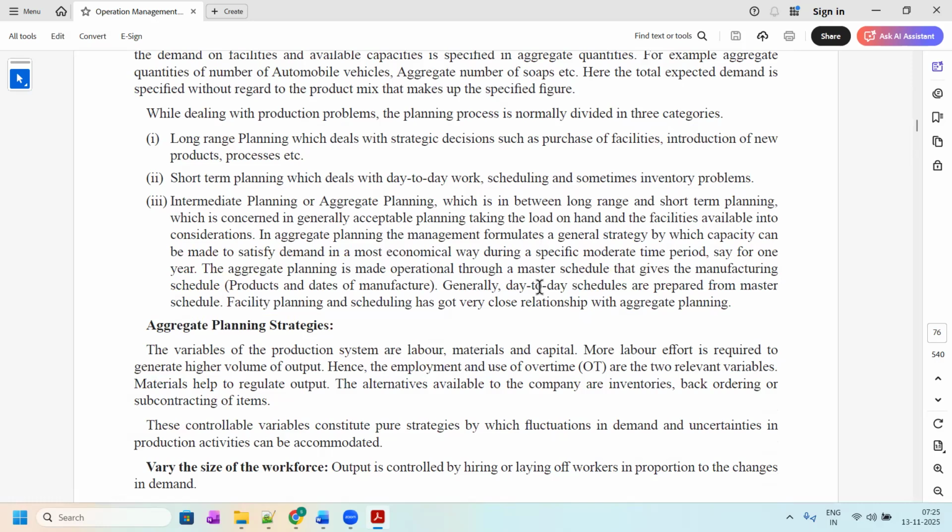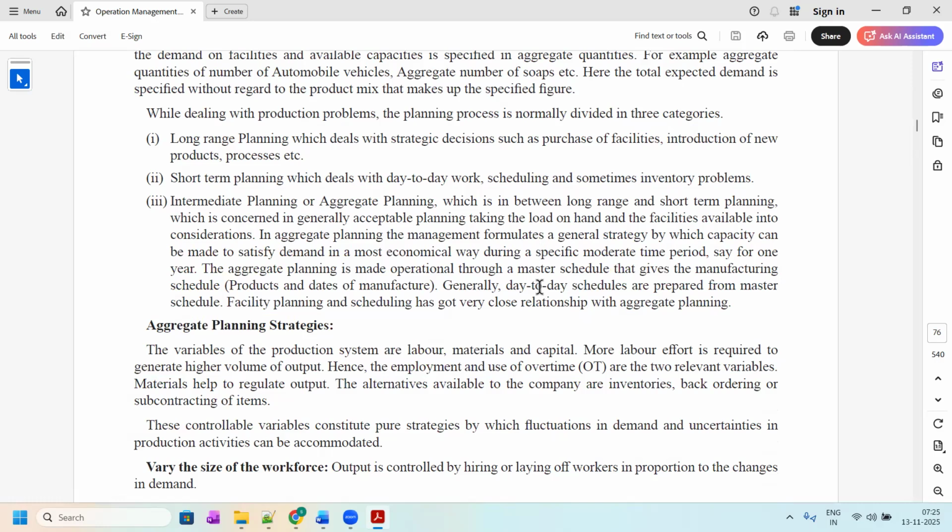So aggregate planning is more focused on balancing your available resources, like your workers and machines, with the demand, and thereby it ensures that the company can meet the demand in an economical way for about one year. That is the perspective of this form of discussion, because we are more concerned with working capital management.